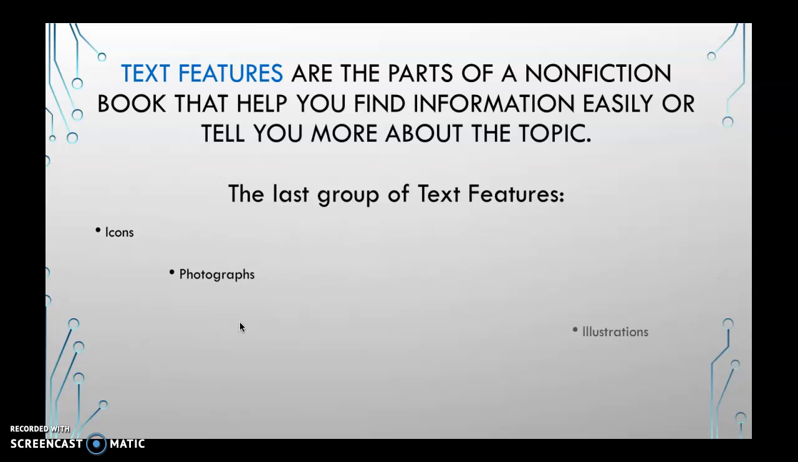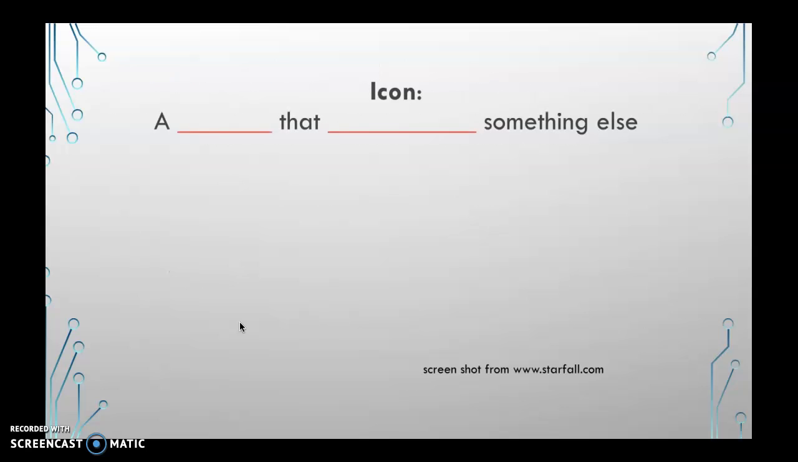So our last group of text features include icons, photographs, illustrations, diagrams, charts, maps, and different types of print. So let's look at our first feature, an icon.